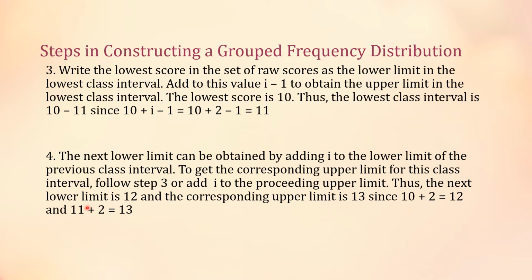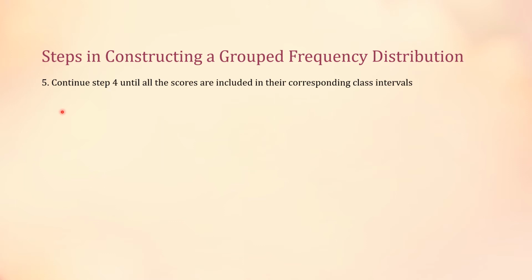Thus, the next lower limit is 12, and the corresponding upper limit is 13. So, 10 plus 2 equals 12, and 11 plus 2 equals 13. Plus 2, plus 2. Next, step 5: continue step 4 until all the scores are included in their corresponding class intervals, like this.